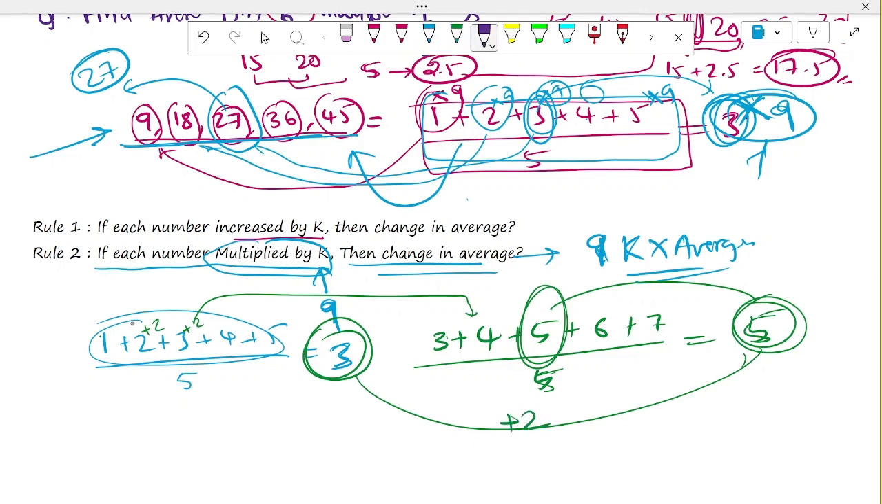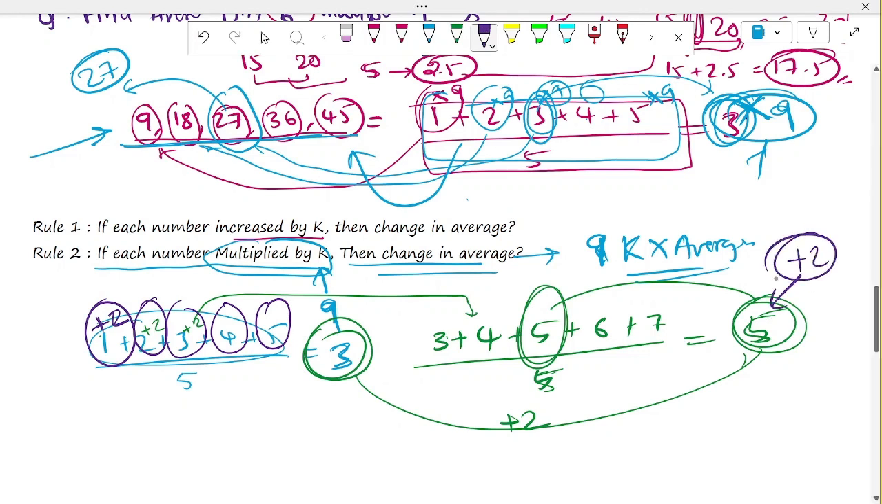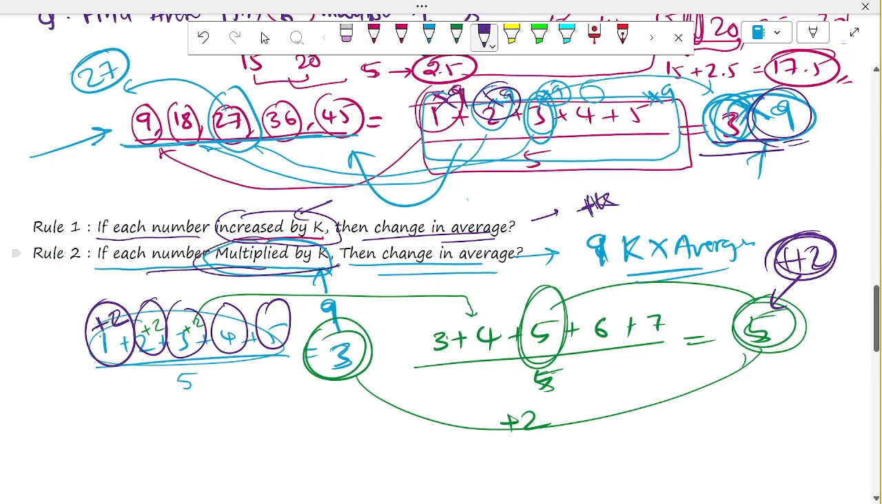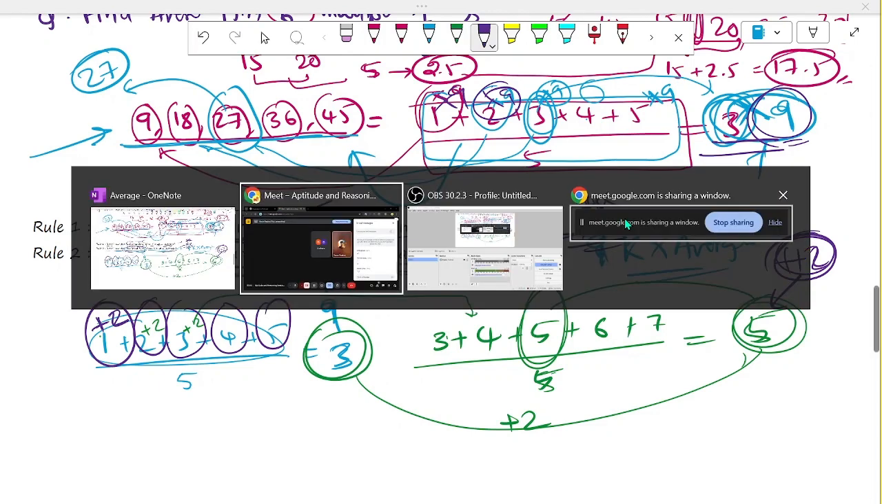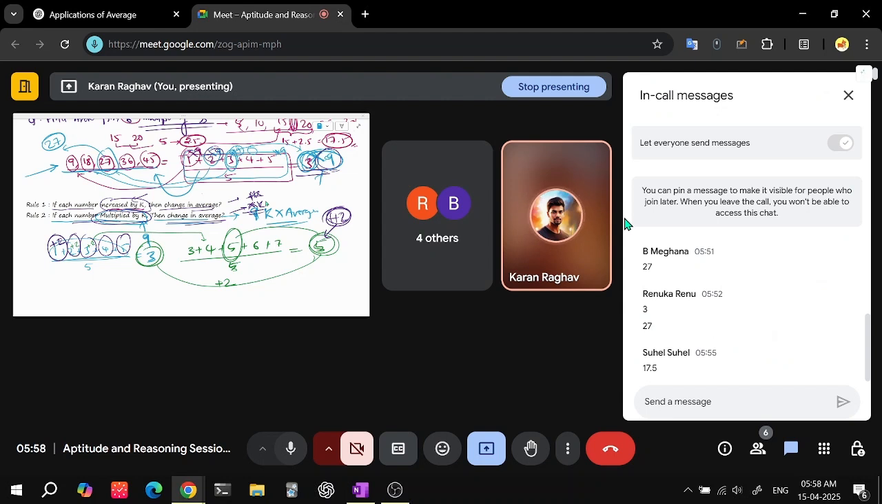If there is an increment in each of the values by plus 2, then in the average also we'll have the same increment, that is plus 2. Or if there is a multiplication for each of the values by a number, then the average will also be multiplied with the same number. That's what these two rules are saying. If each number is increased by k, then the change in average is what? Plus k. If each number is multiplied by k, then the change in average is what? Multiplied by k. I hope these two rules are very clear. I have explained with the example.